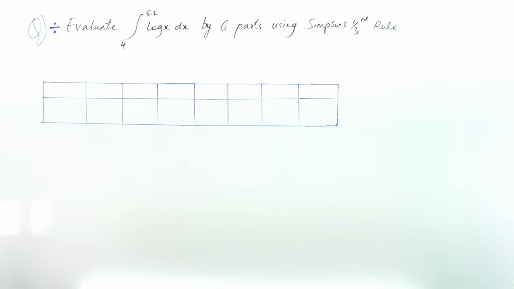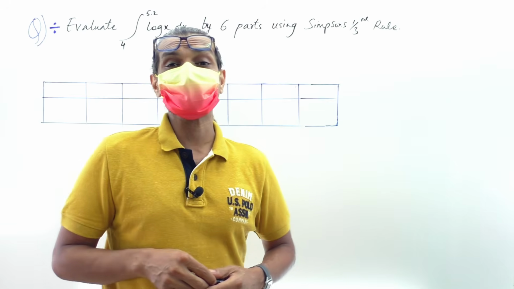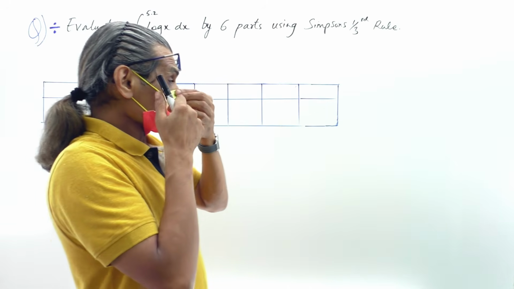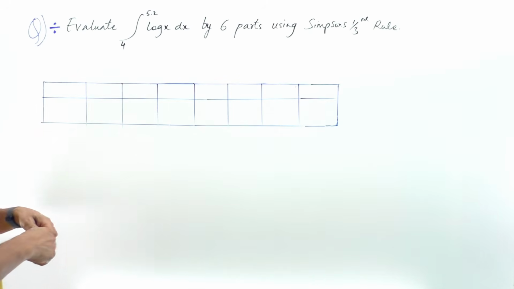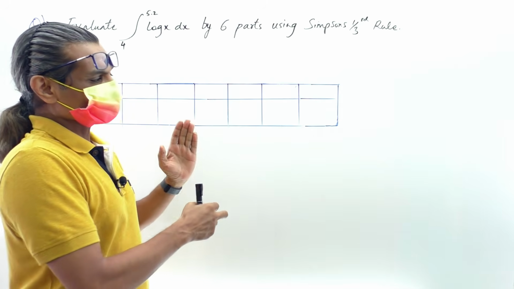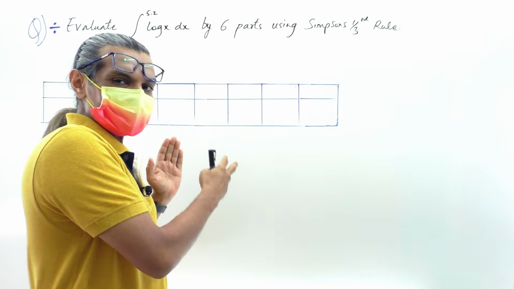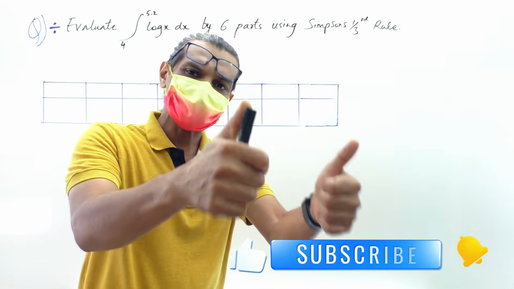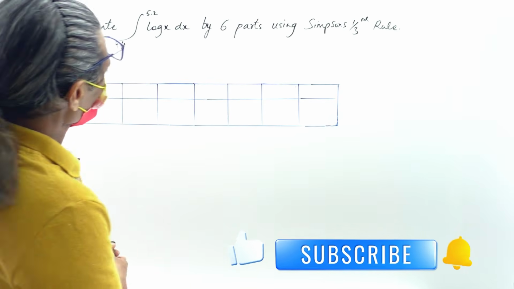The problem given is: evaluate the integral from 4 to 5.2 of log x dx by 6 equal parts using Simpson's one-third rule. For solving these problems you need to go step by step, so please follow carefully how I do. Please write as I write in the examination. You will get full marks, full 6 or 7 marks, okay, my guarantee.